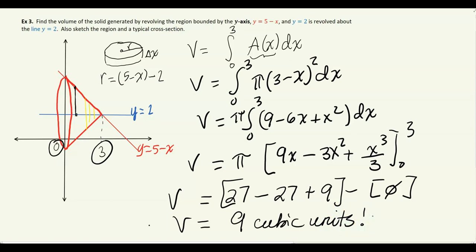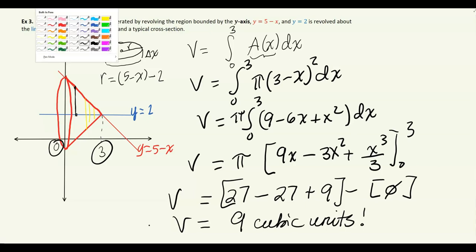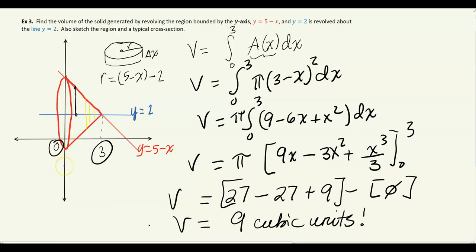Now that is how you do it, by slicing using calculus. But you know what? Think about this for a second. This is a cone, looking like that. The height is from here to there, that's h, and h would be 3 units. The radius of that cone is right here, and that is 3 units as well.